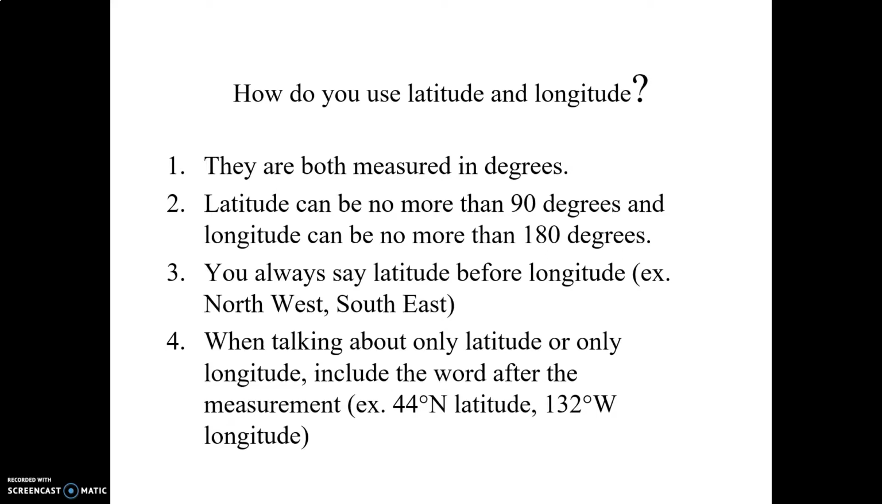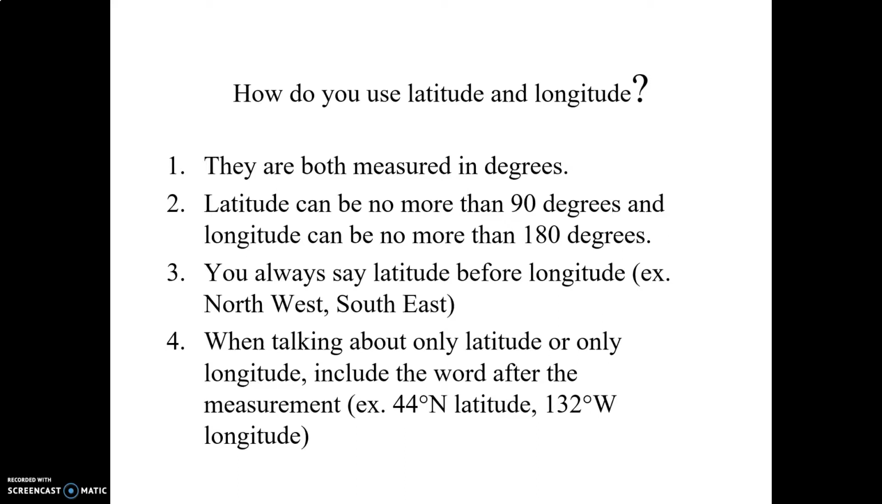When you're saying latitude and longitude together, you're always going to say latitude before longitude. You always say northwest or southeast. You don't say west north or west south. It's always northwest, southeast, northeast, or southwest. Always say latitude first and then longitude.